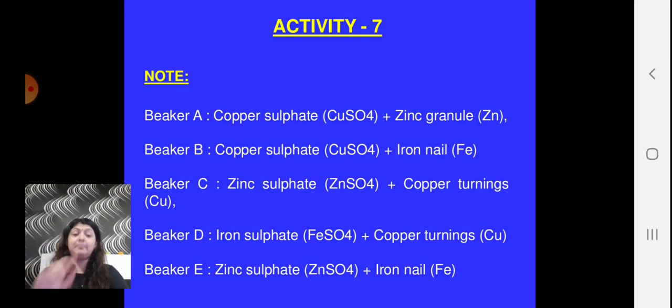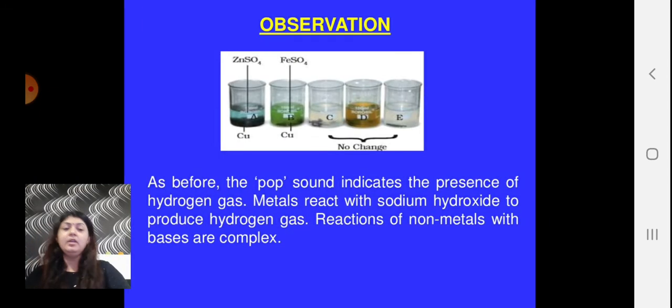But in beakers A and B, zinc and iron are more reactive than copper, so they will displace the copper from the copper sulfate solution. You can see the observation I have shown here in the figure. The first two beakers even change color because a new product is formed. But in the last three beakers, there is no change, because whatever metal you added was not capable enough to make the displacement happen.